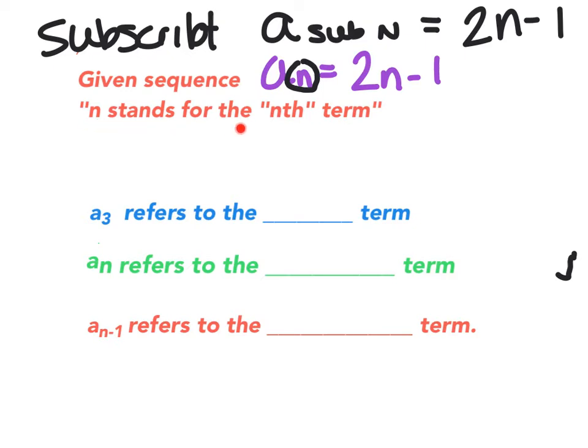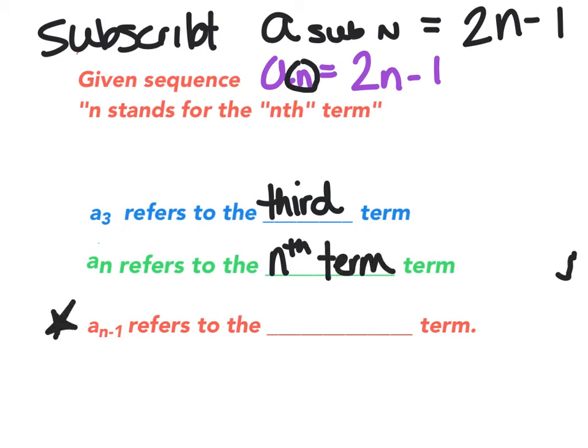The n stands for the nth term. So the nth term could really mean any term. For example, notice 3 is a subscript. So this is read a sub 3. The 3 is taking the spot of n, so this would just be the third term. A sub n refers to the nth term.